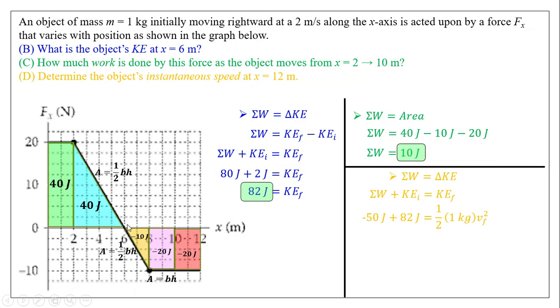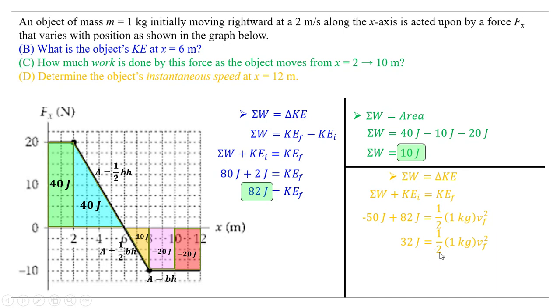If you look from 6 to 12, if you watch my cursor, if I count all the areas underneath it, it's negative 50 because it's negative 10, negative 20, negative 20. So that's total negative 50. But my KEI, though, would be a positive 82 because the answer in part B is a positive 82 joules. So if I start at 6, my kinetic energy at 6 meters is already 82 joules. However, the net work done is negative 50. So if you think about it, negative 50 plus 82 will give you a difference of 32.